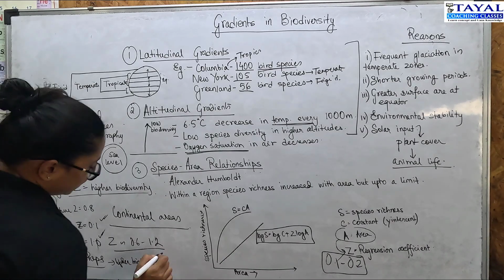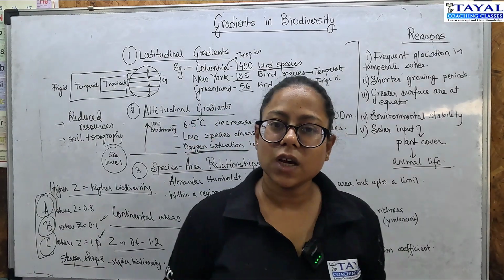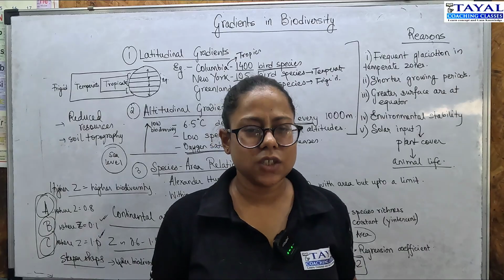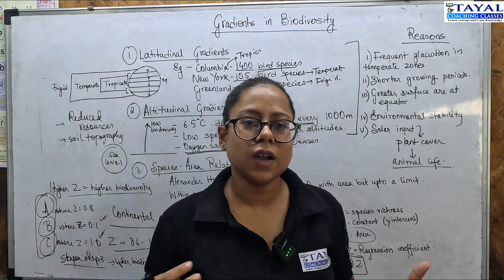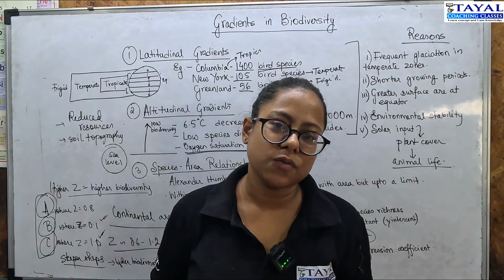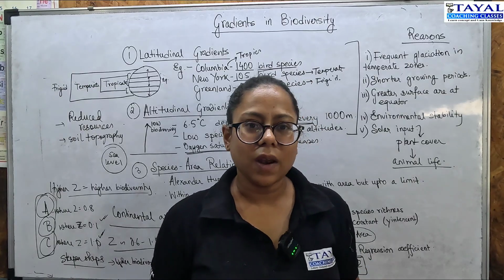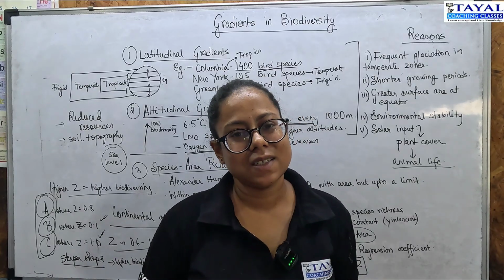I hope this much of this chapter is clear. It's a relatively easy chapter. We'll be covering it quickly, and before NEET, I am going to try and give you mind maps for animal and plant kingdom. Okay, all the best. Thank you.